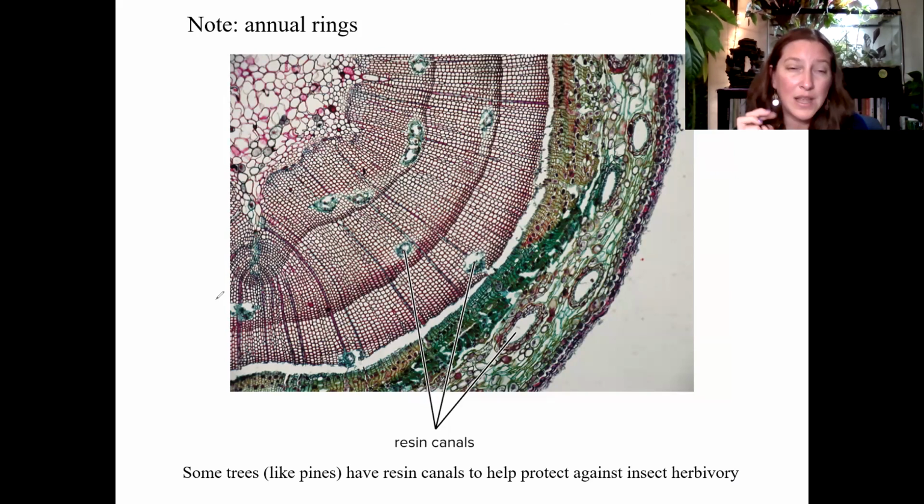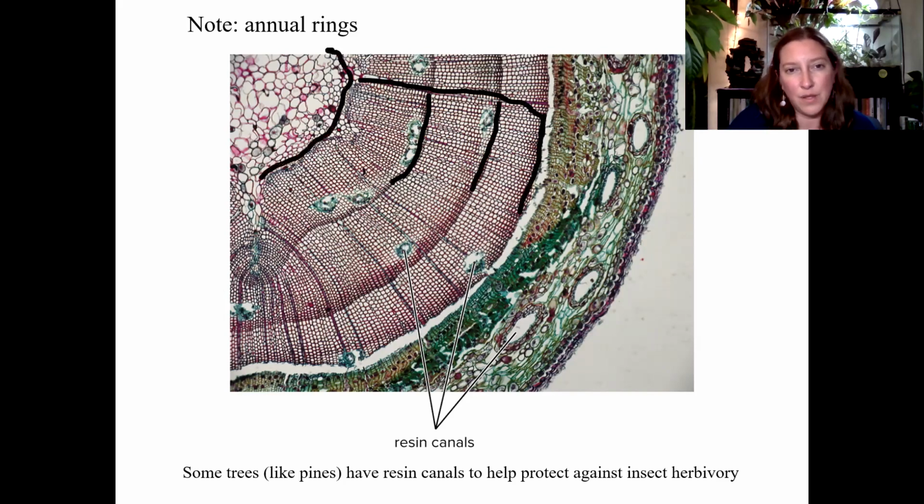And when you count the annual rings, you're only counting the annual rings of the secondary xylem, not all the things that are in a ring shape. So secondary xylem is the stuff that's located right here. All this here, secondary xylem. And if we look, 1 ring, 2 rings, 3 rings, right?